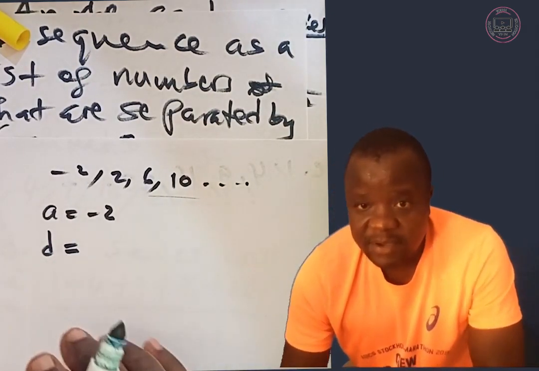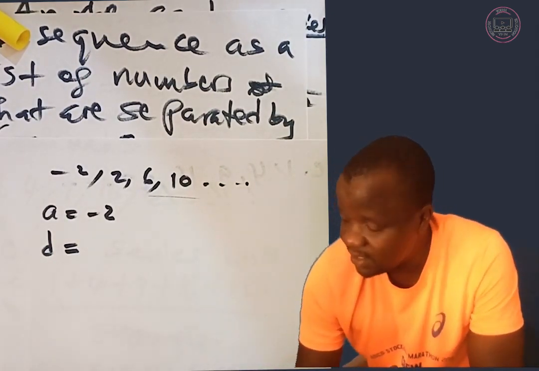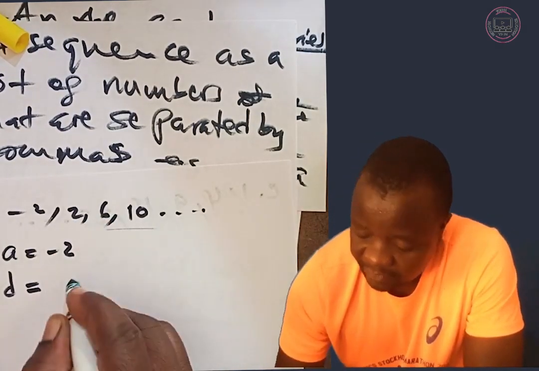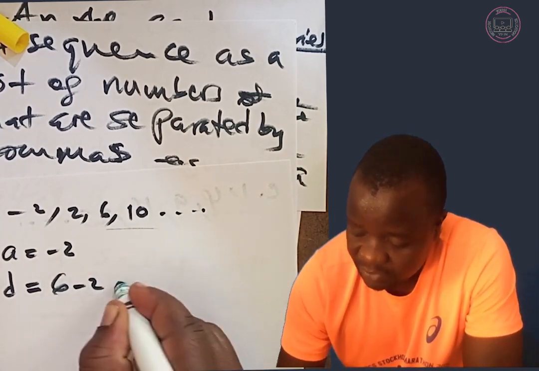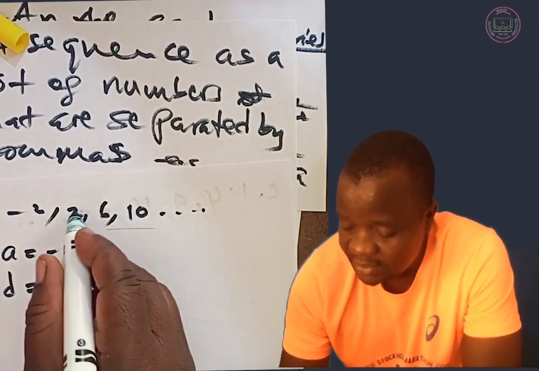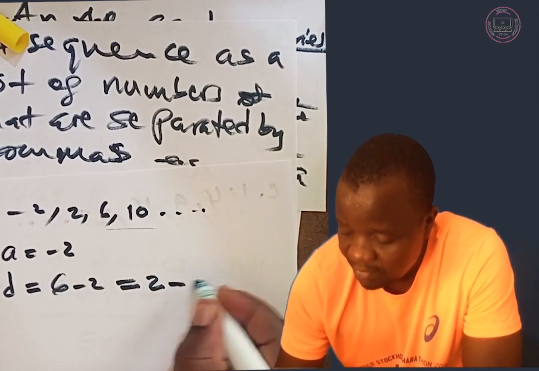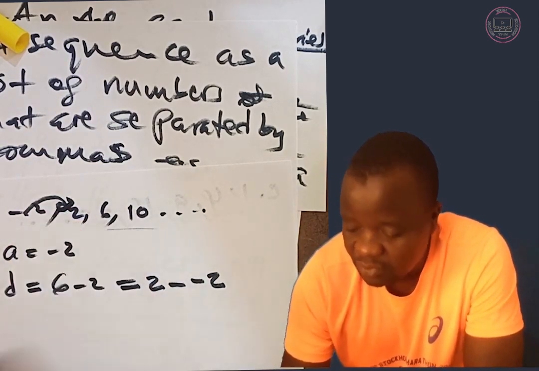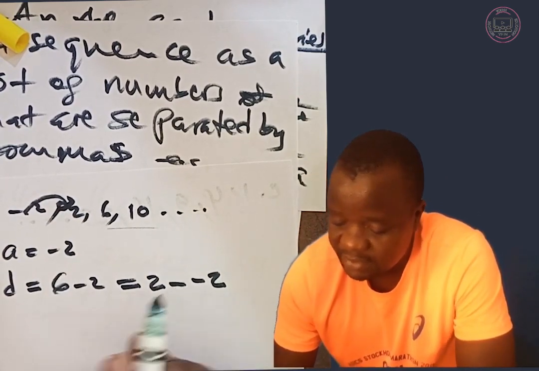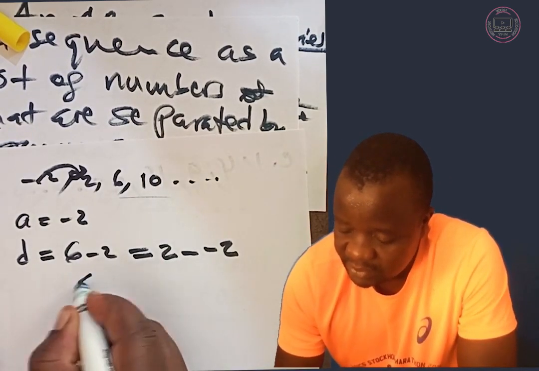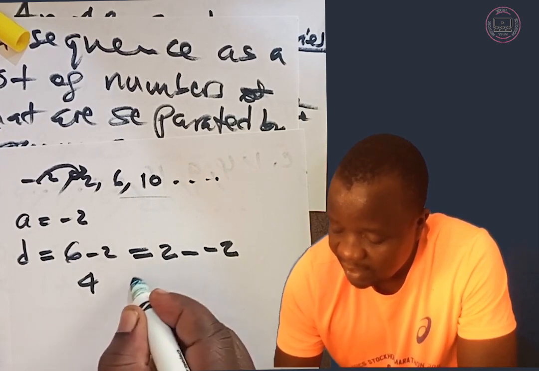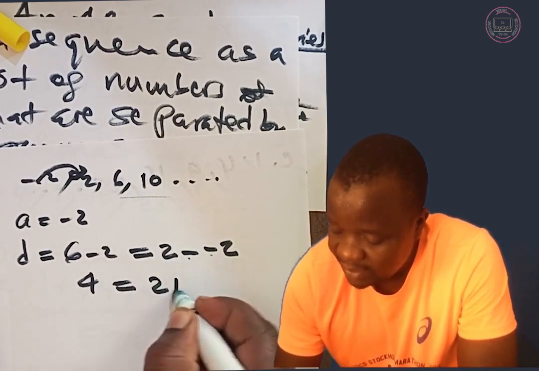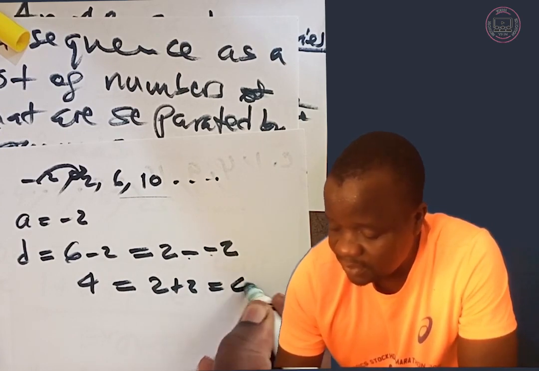The D, remember I said, we can subtract any two consecutive numbers, which will be 6 minus 2, or the same as 2 minus -2. It means this -2 is subtracted from the 2, so we'll have a minus sign in between. So this is a 4, and this is the same as 2 minus negative 2, so we have 2 plus 2, 4.